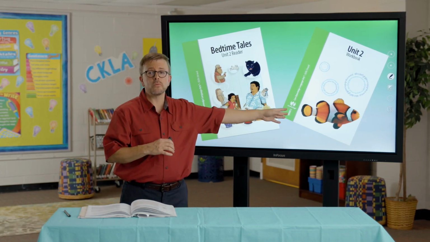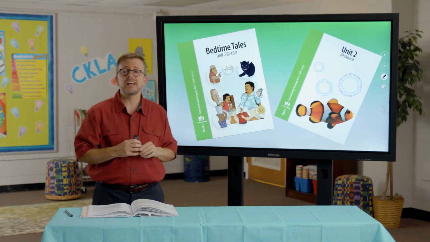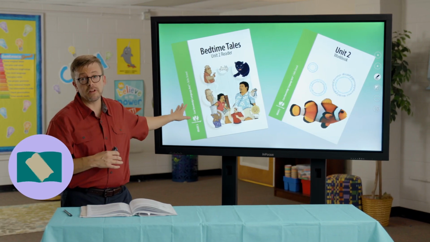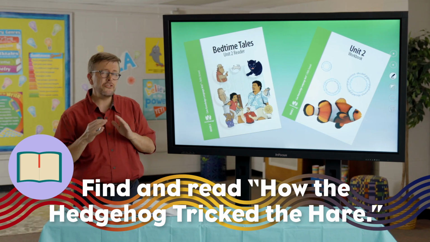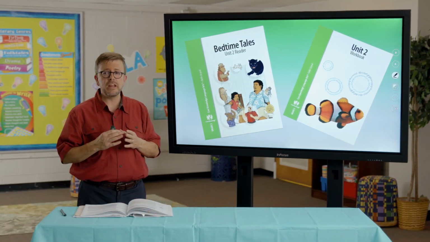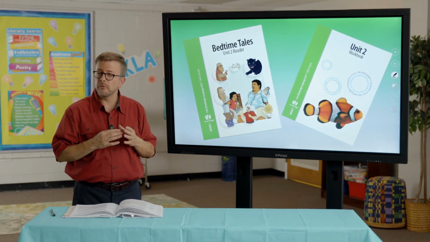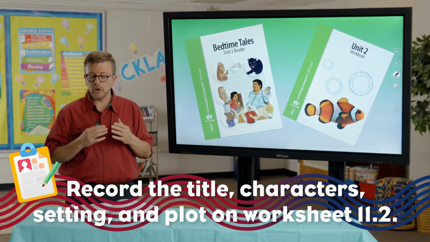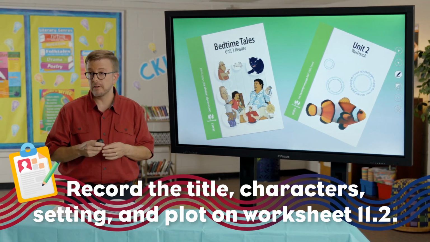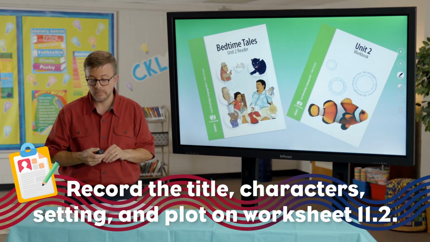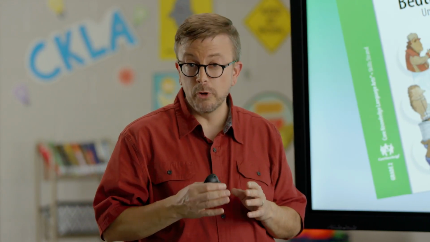All right, boys and girls, I want you to grab your readers, but it's in your workbook as well. If you look in your workbooks on 11.2, you're going to see a copy of the story that's in your reader called How the Hedgehog Tricked the Hare. And I want you to read this again with somebody in your family. And after you've read the story, I want you to record the title, the characters, the setting, and the plot on that worksheet 11.2, okay? 11.3 will help you to write a book report that we're going to work on in future lessons, okay?